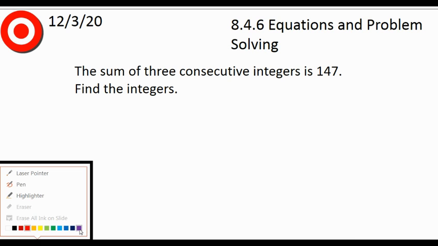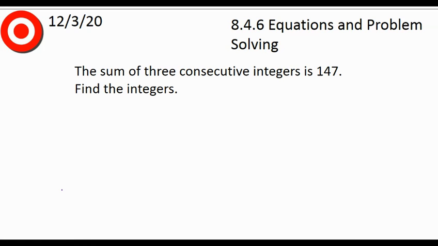Okay. Today we're going to talk about equations and problem solving. So, using equations to solve problems. I look at this first question on the board. It says the sum of three consecutive integers is 147. Find the integers. Remember, integers are just normal numbers. They could be positive or they could be negative. So three numbers right in a row, consecutive, that means right in a row, that are going to equal 147.